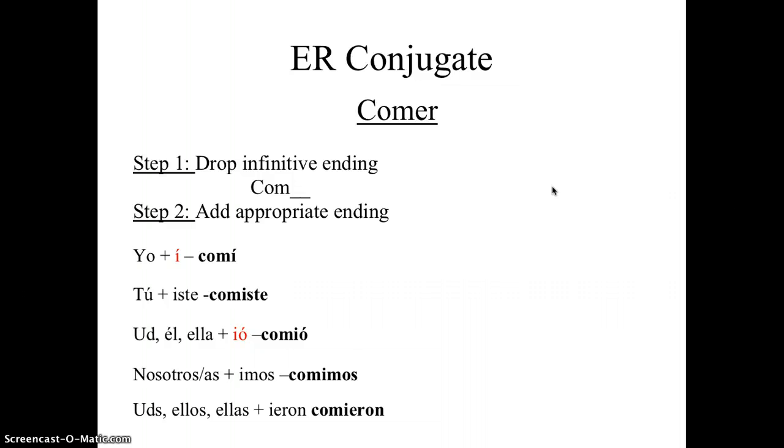For yo, we add í, yo comí. To tú, we add iste, tú comiste. To usted, él or ella, we add ió, usted comió. To nosotros, we add imos, comimos. To ustedes, ellos or ellas, we add ieron. Ustedes, ellos or ellas comieron.